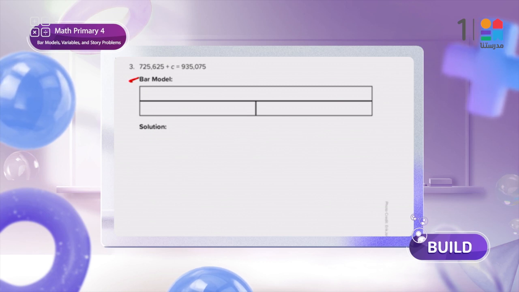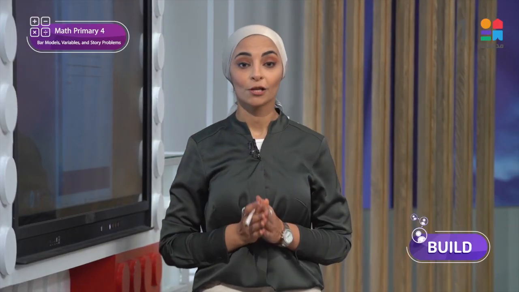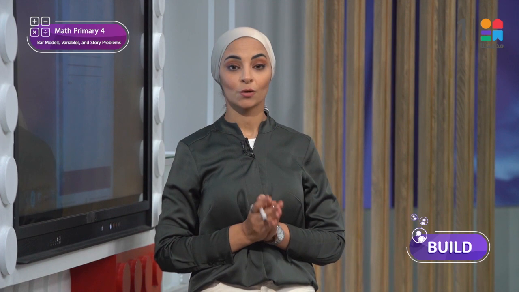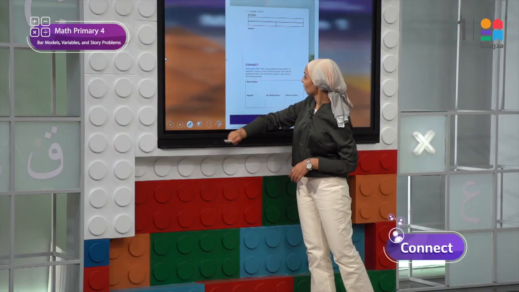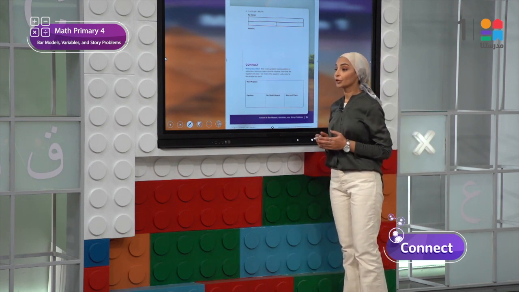Now if you go to page 90 in your school book, you find two problems, 3 and 4. I know that they will be very easy for you, so you can solve them on your own. Now, as we have solved together a variety of story problems and equations in which there are unknowns, we can start the connect part in your school book, page 91, where we will find a bar model for you to use.